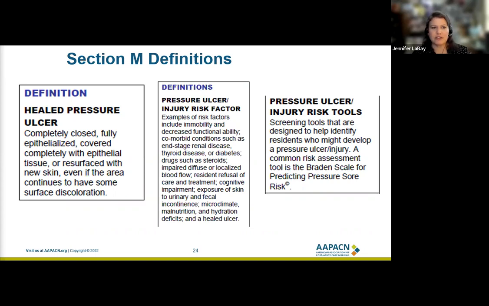Healed pressure ulcer: completely closed, fully epithelialized, covered completely with epithelial tissue or resurfaced with new skin, even if there's some surface discoloration. Pressure ulcer injury risk factor. So we talked about those different items on the previous slide. And then pressure ulcer injury risk tools, we talked about those as well. So this is one of those formalized tools.